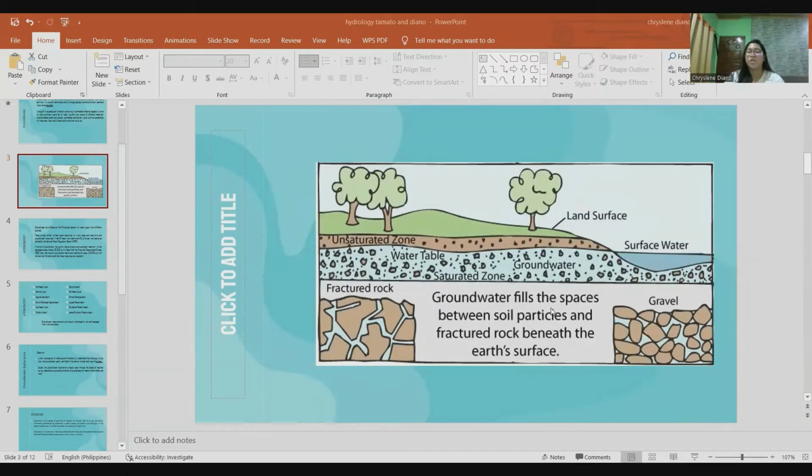Groundwater fills the spaces between soil particles and fractured rock beneath the earth's surface. The line here is the water table, which is the boundary between the unsaturated zone and the saturated zone.